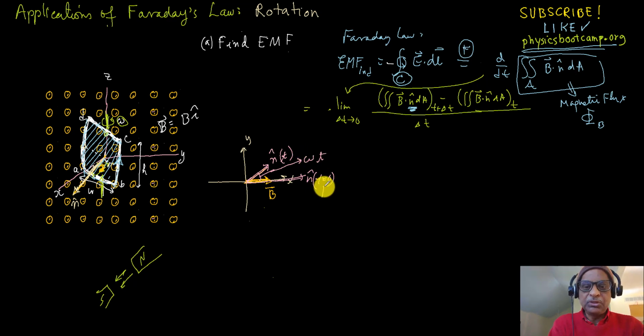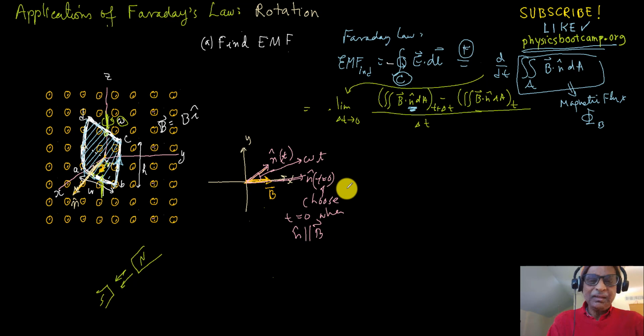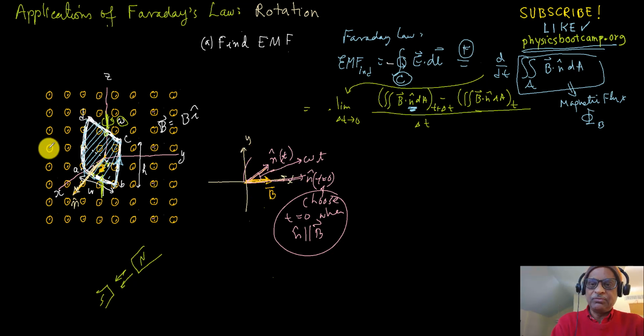So I choose t equal to 0 when n hat was in the same direction as B. Okay. So this is my choice. So at this time there will be some flux, so this will give me some integral over here. So let's see what that will be. B dot n hat. n hat is a normal, unit normal.